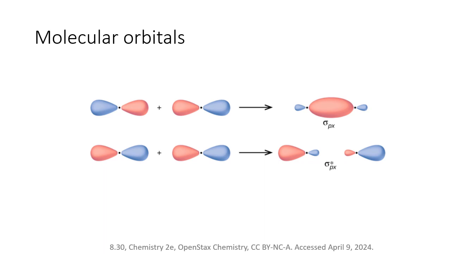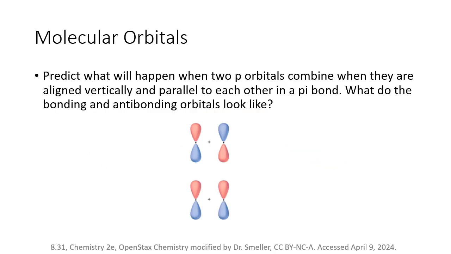All right. Now that we know what it looks like when we overlap px orbitals, what else can we do? I would like you to predict what will happen when 2 p orbitals combine, when they're vertically aligned and parallel to each other, just like in those pi bonds that we've talked about before. What do the bonding and antibonding orbitals look like? Pause here, try to puzzle through what this might look like, and we'll have the answer soon.